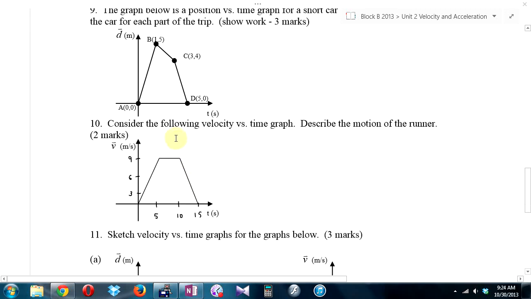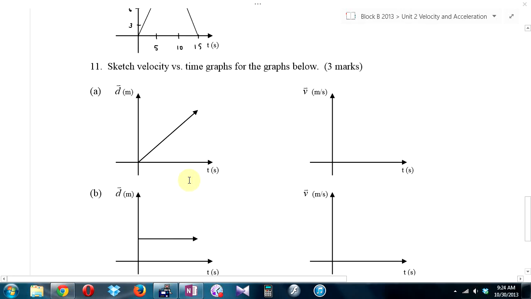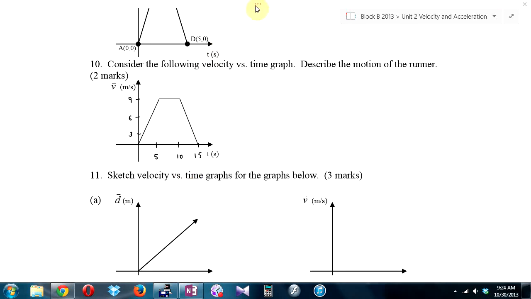Number 10, this is a velocity time graph. Describe the motion of the runner. Tell me what's going on right here, and here, and here. And then number 11, I like this question. Sketch velocity time graphs for the graphs below. So that's your first bit.